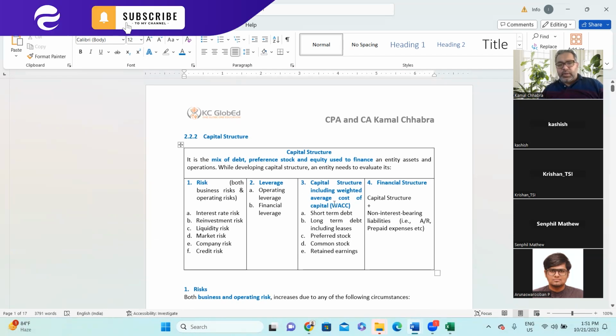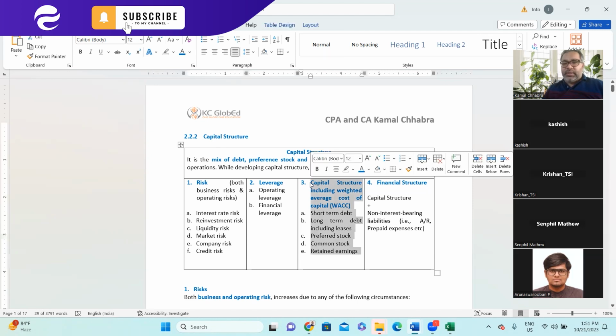Tomorrow we'll be covering this capital structure. This is very important, and you may see a full-fledged simulation on the capital structure also, right? And the financial structure is just an extension of capital structure, a very small one. But this one is an important topic. Most of the time I've seen a full-fledged simulation coming in your exam. So this one is slightly important. Please do pay attention in tomorrow's class.